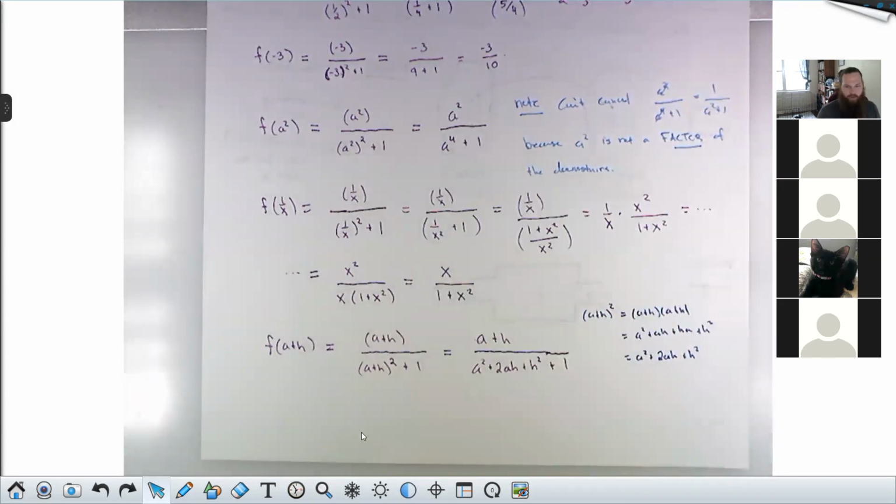Now, whether you want to actually do that, whether this is somehow more useful than this, depends on the context you're working in. Sometimes you want to leave it like this. Sometimes you might want to leave it like this. It really all depends on the problem that you're looking at. Most of the time, I would say probably just leave it like this.